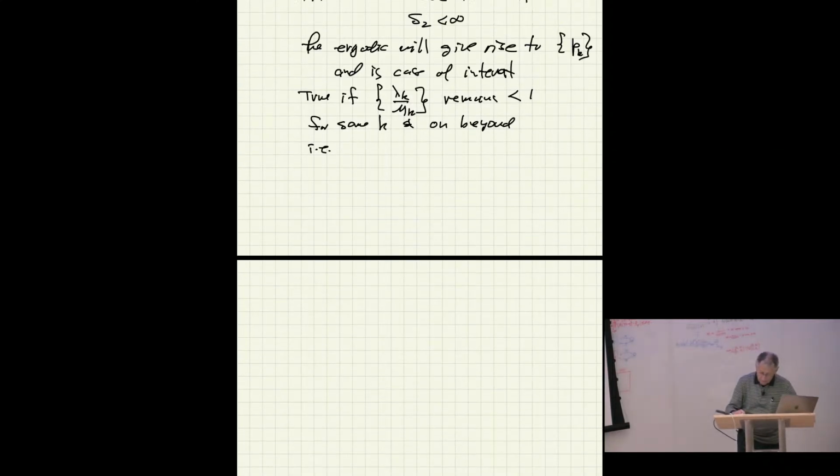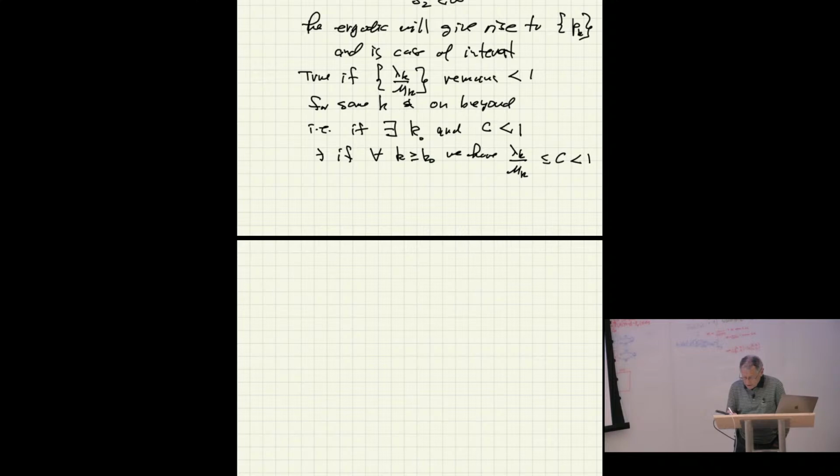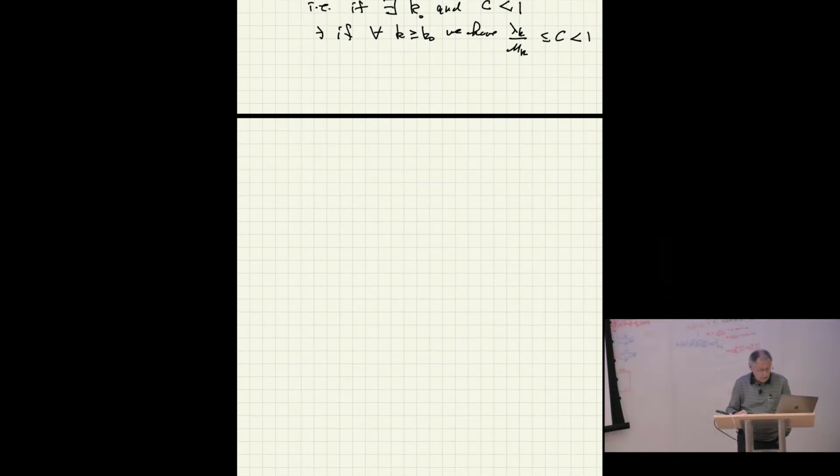That is, if there exists a k0, some value for k, and some constant c, which is less than 1, such that for all k greater than or equal to k0, we have the ratio lambda k over mu k less than or equal to c, which itself, as you know, is less than 1. That's trying to be a little bit more careful. And the equilibrium argument we're using here for birth-death does, we'll see, apply beyond birth-death as well.